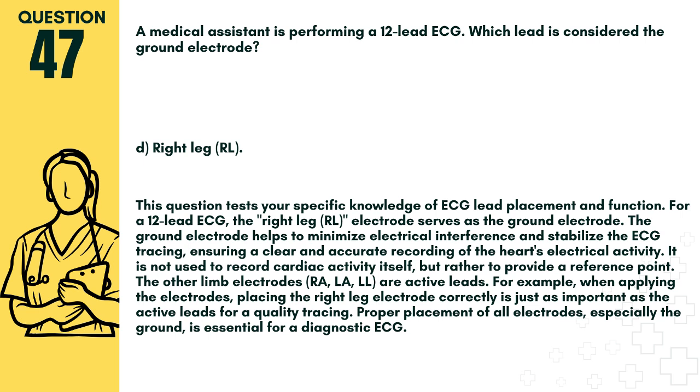The other limb electrodes, RA, LA, LL, are active leads. For example, when applying the electrodes, placing the right leg electrode correctly is just as important as the active leads for a quality tracing. Proper placement of all electrodes, especially the ground, is essential for a diagnostic ECG.